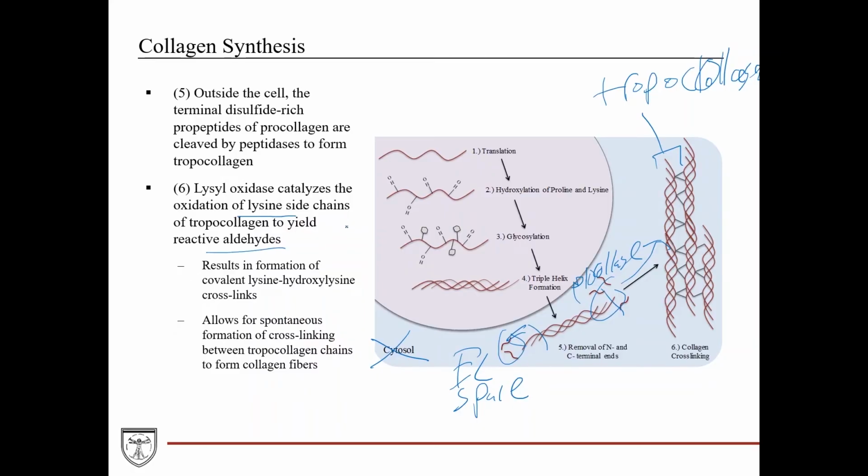Then you have an enzyme called lysyl oxidase, which catalyzes the oxidation of lysine side chains of tropocollagen to yield reactive aldehydes. Then these reactive aldehydes form covalent lysine-hydroxylysine crosslinks, and that's what is shown here between these tropocollagen molecules. And this allows for spontaneous formation of the cross-linking between the tropocollagen. So here's a tropocollagen cross-linking here and here to this one, and then it's cross-linking to this one as well. And so what ends up happening is that you have multiple tropocollagen fibers that are cross-linked together to form the collagen fiber.